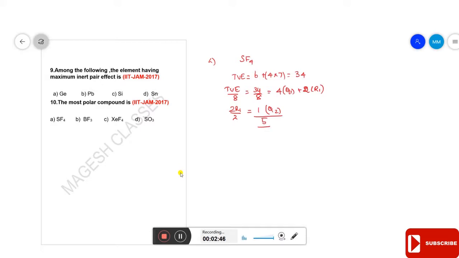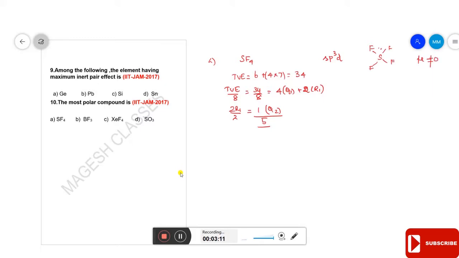If the total quotient is 5, what is the hybridization? sp3d. And the structure has sulfur as the central atom with fluorines, and one lone pair. Due to the lone pair, the dipole moment is not equal to 0.